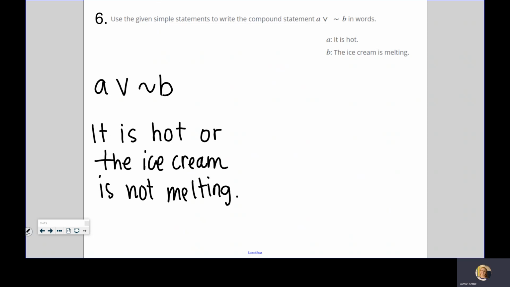All right, so what if I had put this on the test and someone had written this sentence that said, it is hot or the ice cream is melting? Would that be correct? No. Why not? Yes. You got to negate that second statement, so you have to insert that word not there.